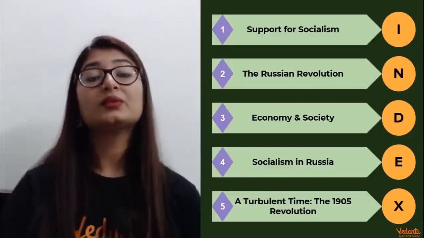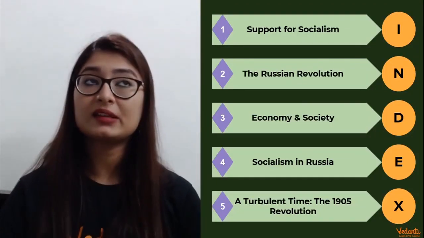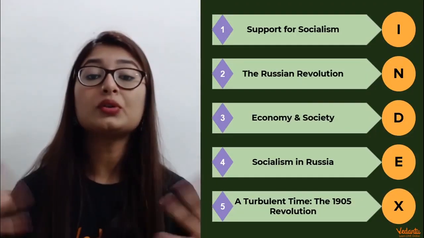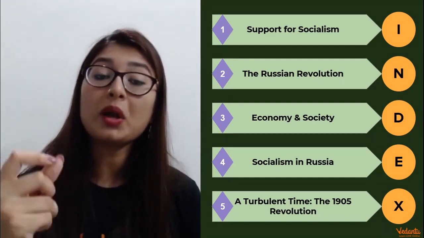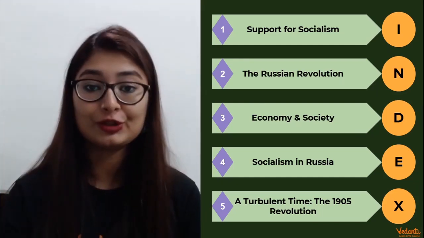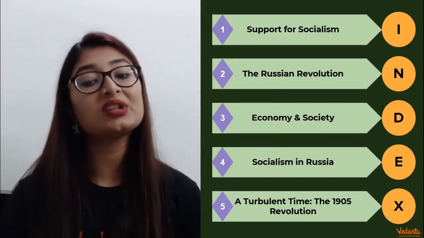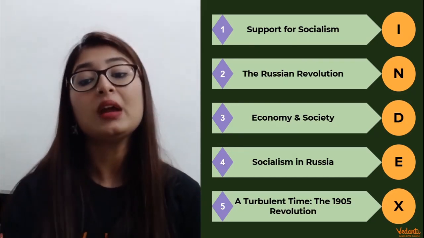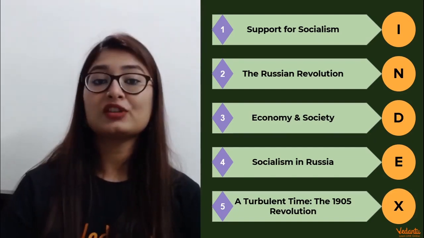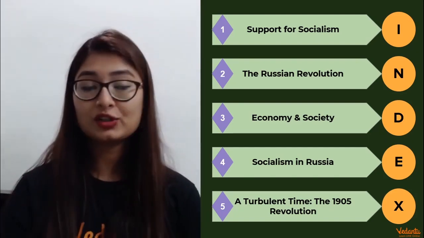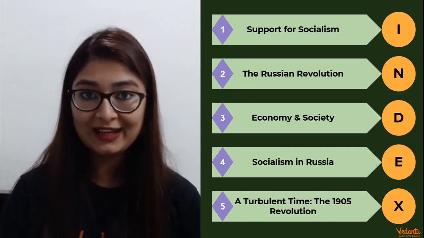Okay guys, coming to the index. So these are the things, as I told you, we're going to discuss today. We're going to talk about how support for socialism started. What marked the beginning of the Russian Revolution? Economy and society, socialism in Russia, and a turbulent time, the 1905 revolution. At the end of the session, we'll also have one mark, very important question. So stay tuned, don't go anywhere.